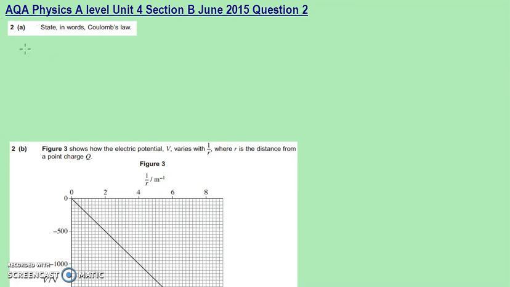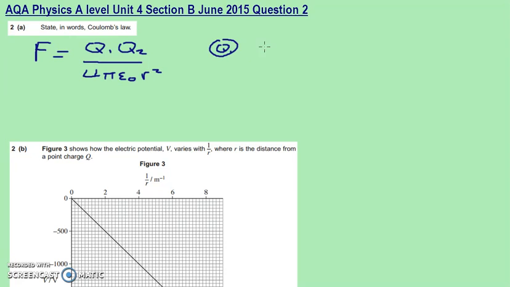So, we know that Coulomb's law says force equals, let's call it Q1 and Q2 multiplied together over 4 pi epsilon naught r squared. So if we've got two charges, Q1 separated by a distance r from Q2, the force between those two charges is Q1 multiplied by Q2, all divided by 4 times pi times epsilon naught times r squared.